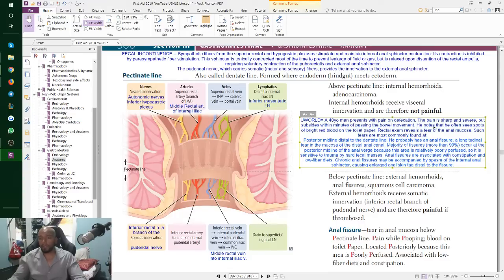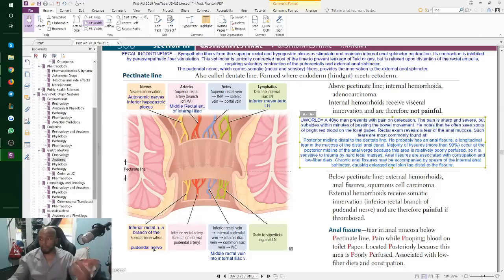Rectal exam reveals a tear of the anal mucosa. Such tears are most commonly found where? The correct answer was the posterior midline, distal to the dentate line, right? After the dentate line, obviously. Oh, keep in mind the pectinate line is also called the dentate line, right? They tell you dentate line.